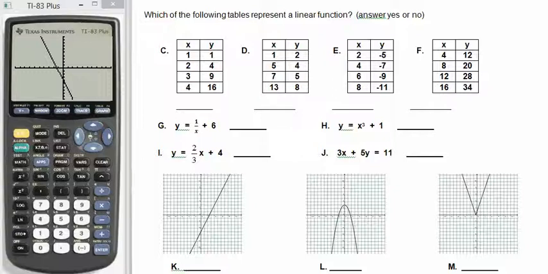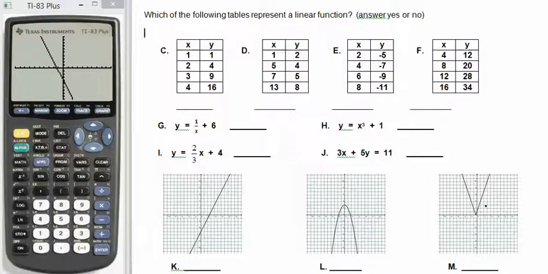All right, this worksheet's a little backwards, actually. It goes from hardest to easiest. So we may just do that backwards. So on these down here, on the graph, you're just saying, is it linear or not? So this one, yes, that's a line. Is that a line? No. Is that a line? No.